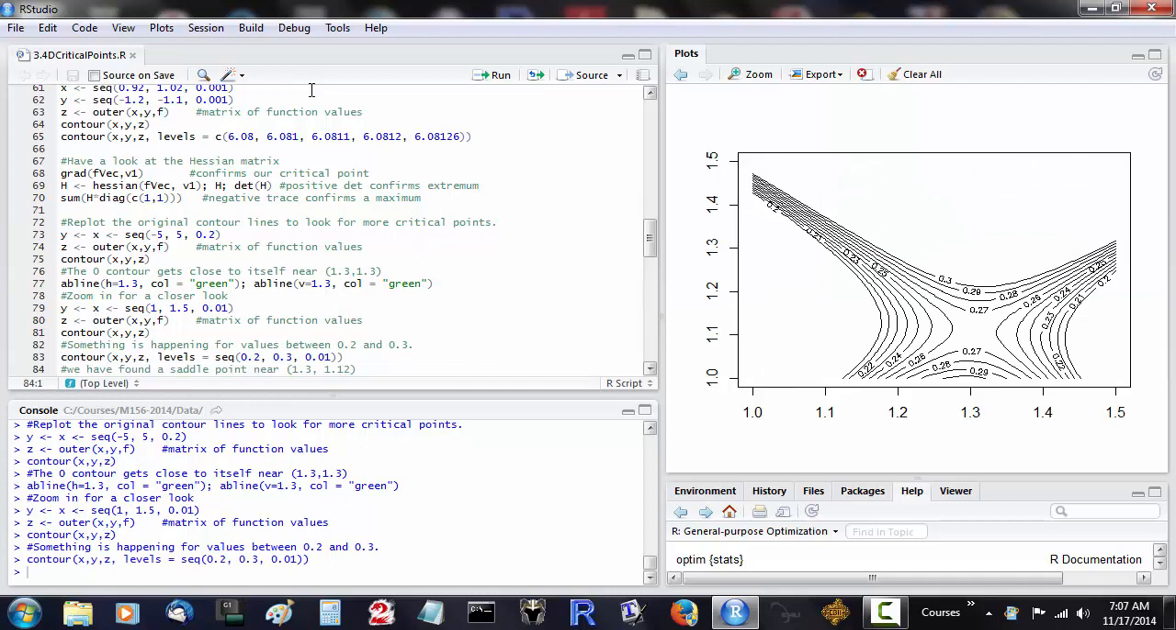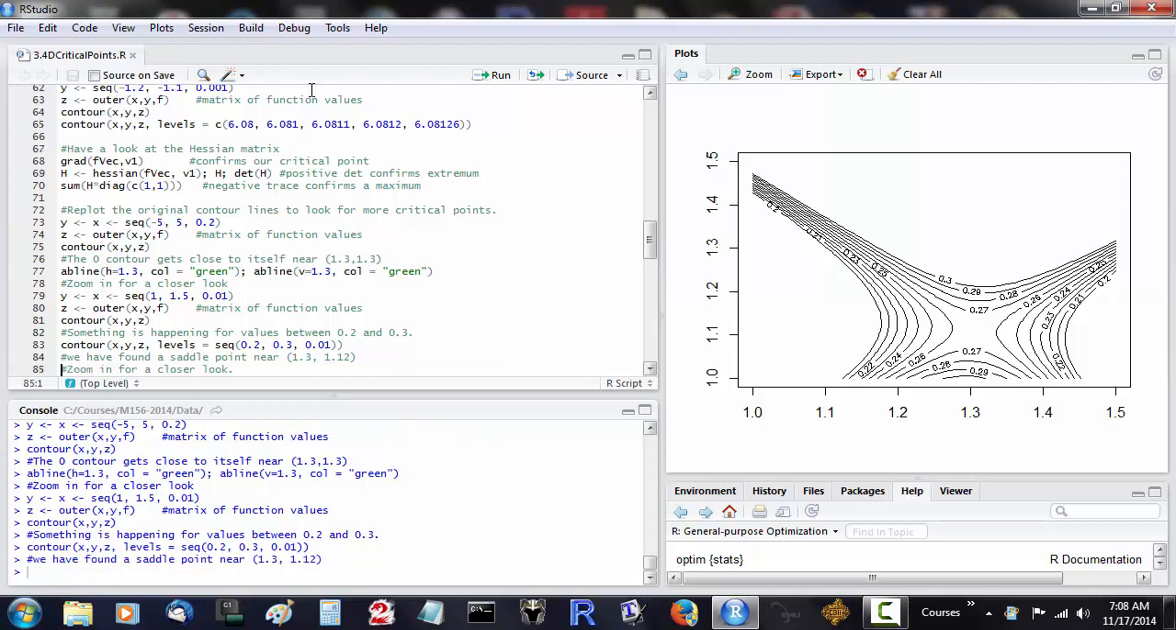So let's ask for contour lines in between. And now if you look at that blankish region in the middle of the plot, you see as you move up and down, the values go up. As you move right and left, the values go down. That's typical of a saddle point. It's a critical point, but it's not an extremum. There are larger values and smaller values nearby.